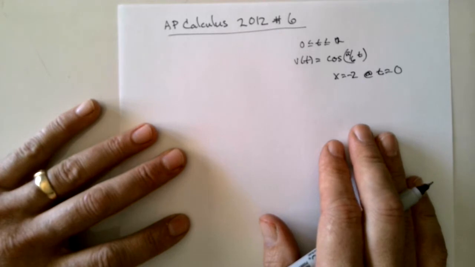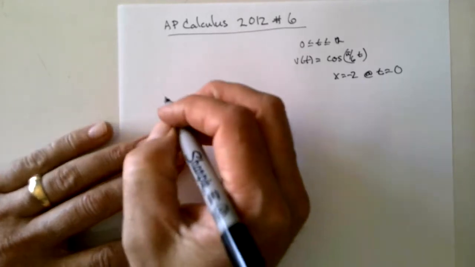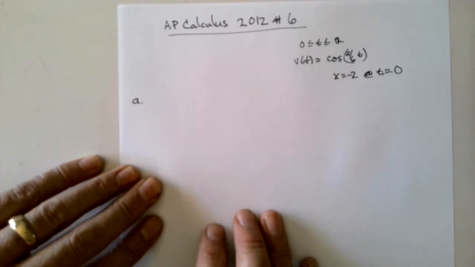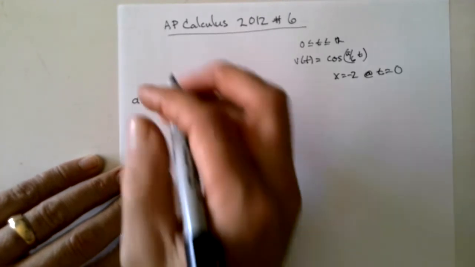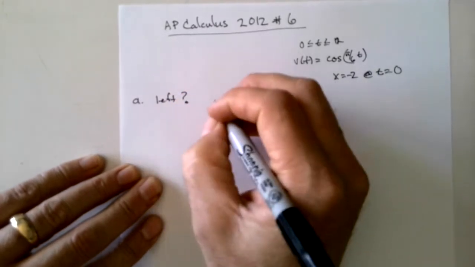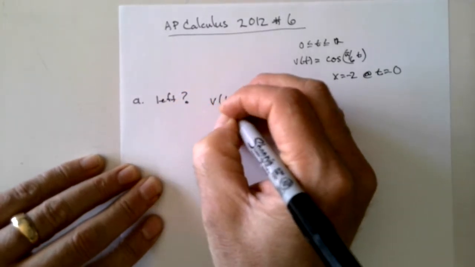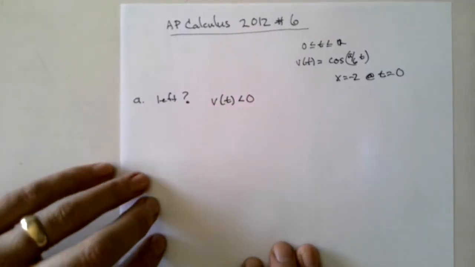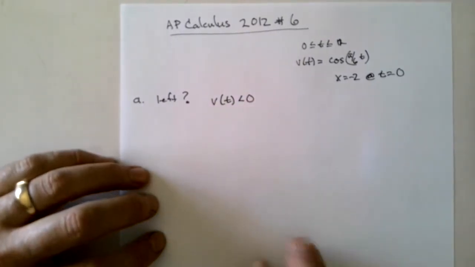Okay, so it's time to kind of move along with this. You should recognize this because this is your Riverwind problem. It says for time 0 to 12, when is the particle moving to the left? Well, that's when v of t, the velocity function, is negative. So you want to know when is v of t negative.